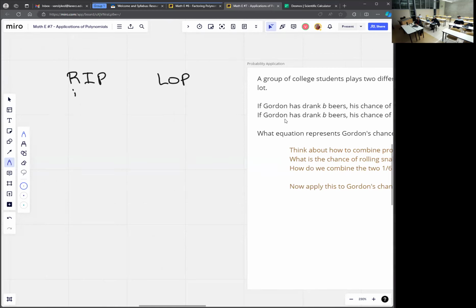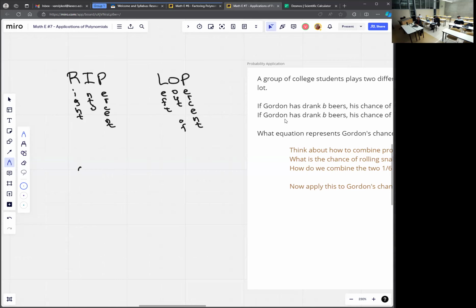Rip lock stands for right into percent, and then left out of percent. I should probably have done it the other way, but anyway.